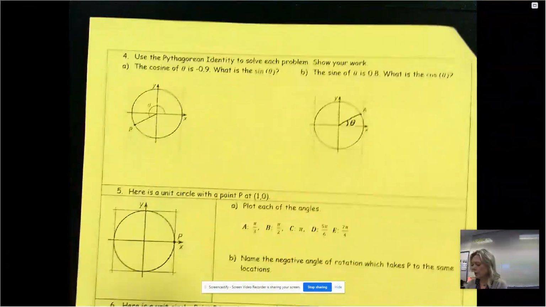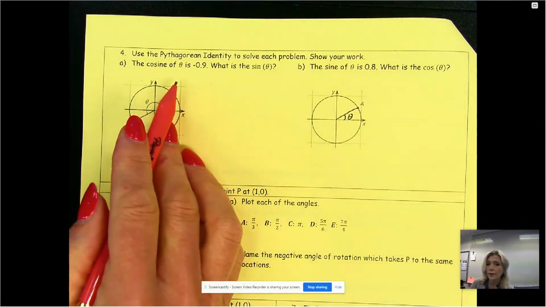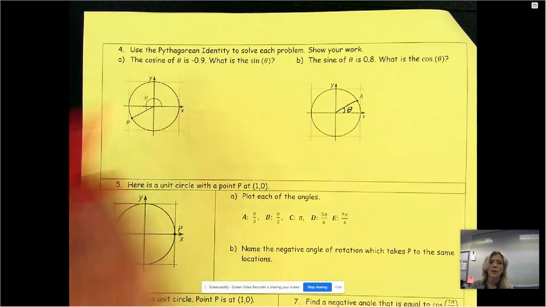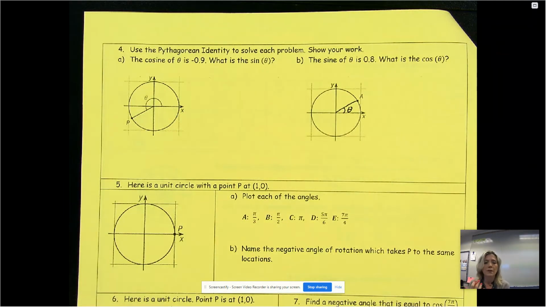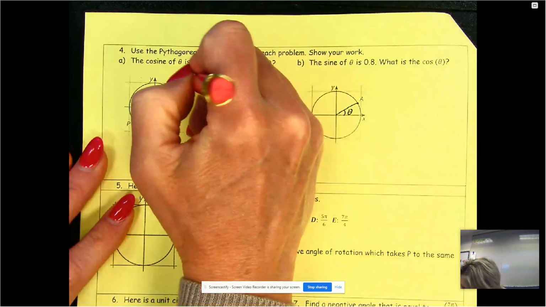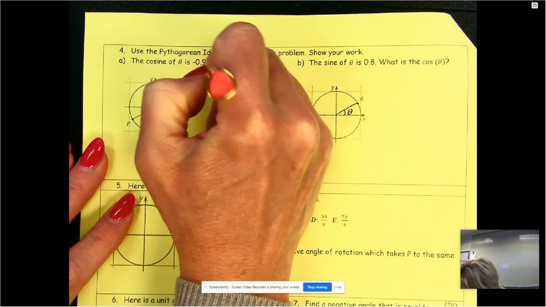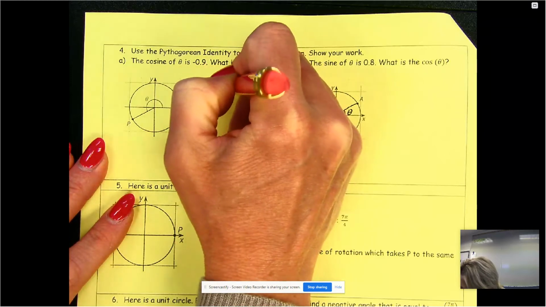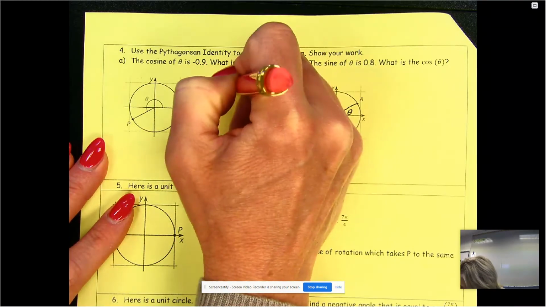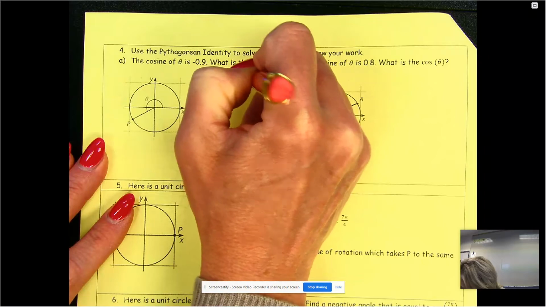All right. Number 4, we're using the Pythagorean identity to solve each problem. So that's cosine squared plus sine squared is equal to 1. So if we know the cosine, negative 0.9 squared, and we're looking for the sine, I'm just going to call it y.